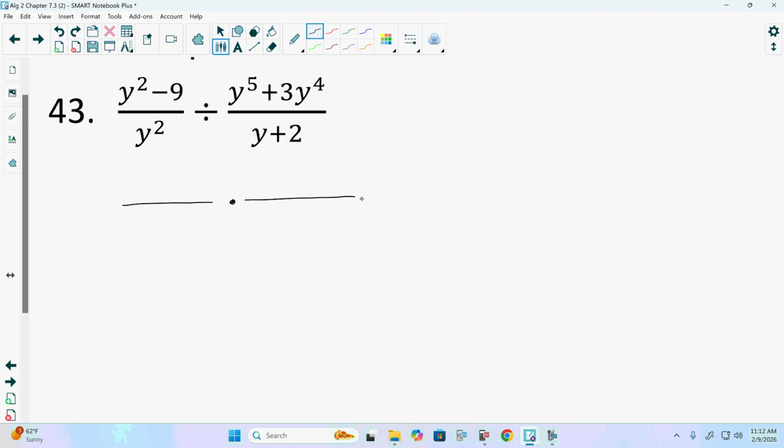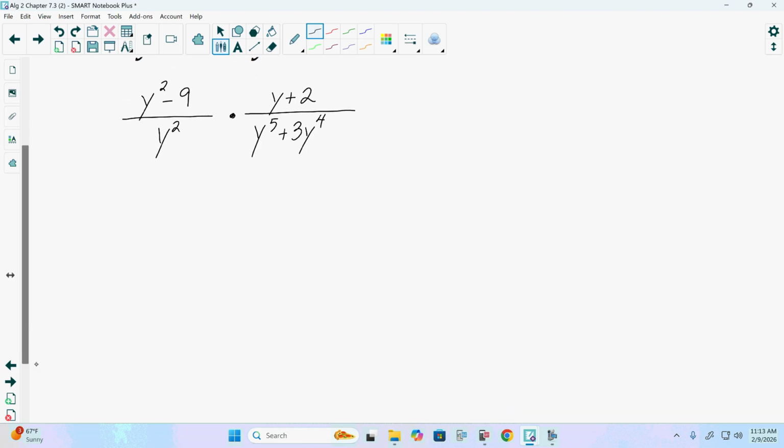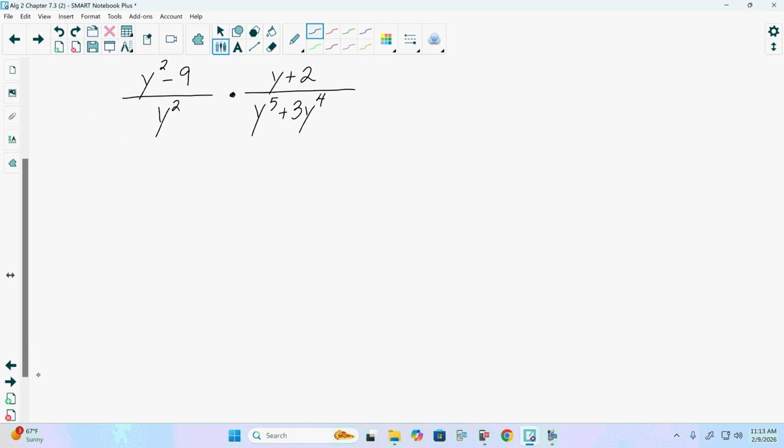Y squared minus 9 over y squared divided by y to the 5th plus 3y to the 4th over y plus 2. Again, the first main thing I would do is keep the first one the same. Change it from division to multiplication and flip the second expression. Keep, change, flip. Keep the first one the same. Change the second from division to multiplication. And flip the second expression.